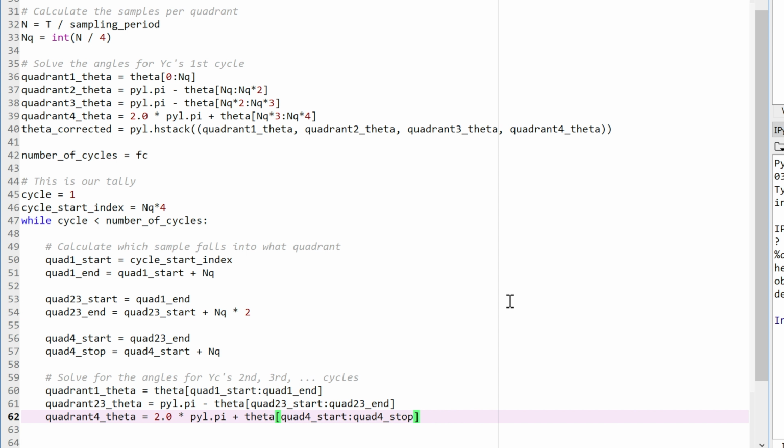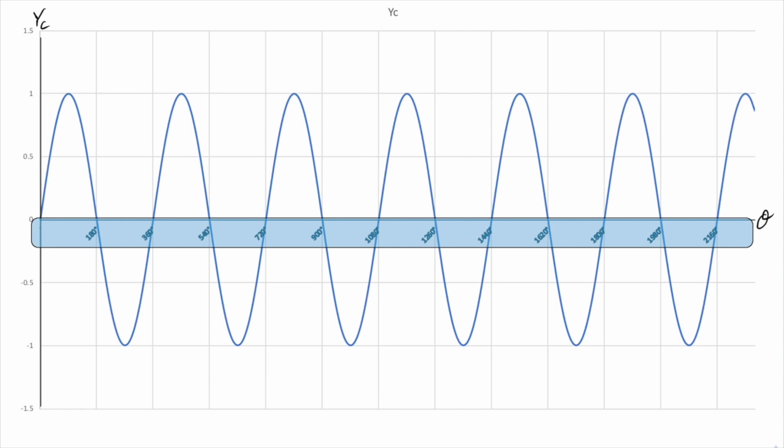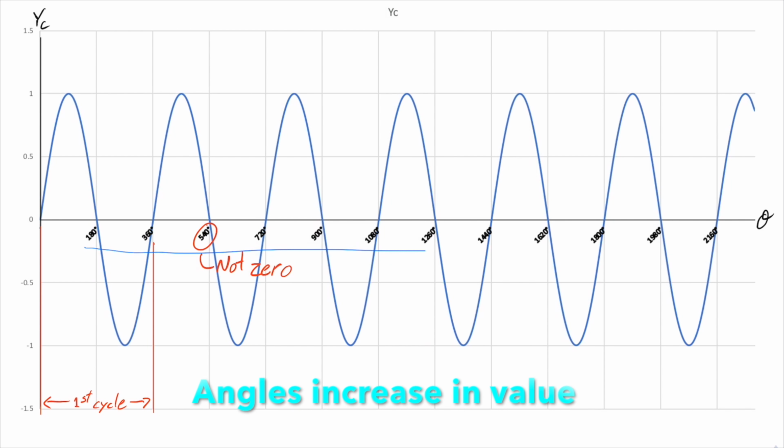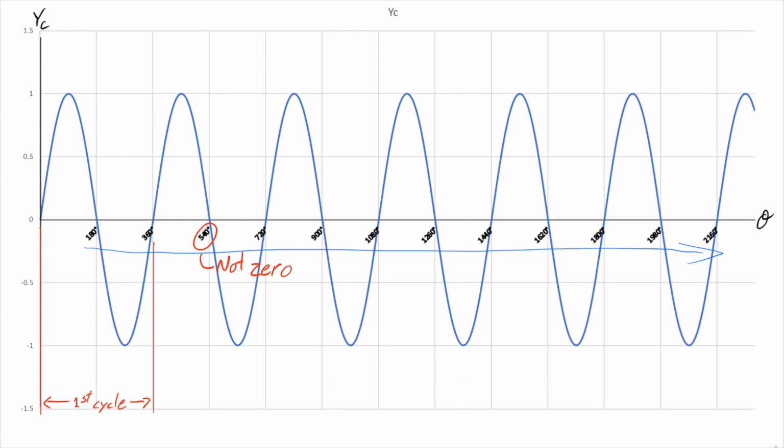This is almost great, but is not quite right yet. If you look at the angles that make up YC's horizontal axis, you can see that after the first cycle, the degrees do not reset back to 0, but instead, they keep incrementing to larger and even larger values.